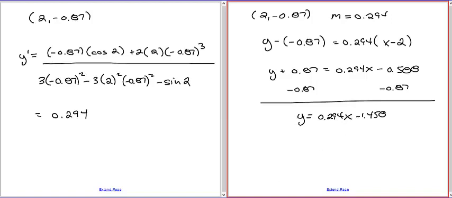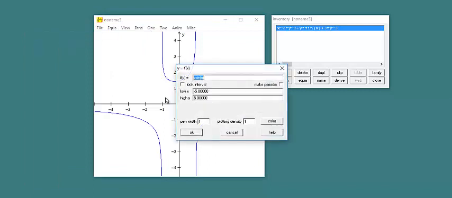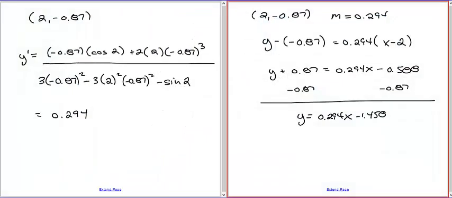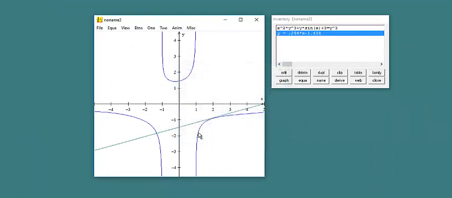So let's go to the plot here and just put in another function, explicit line, which is 0.294 times x minus 1.458. And we graph that. Hopefully that's right. Yeah, there we go. So you can see at x equals 2, we have y equals negative 0.87, and you can see the tangent line is tangent to the curve.